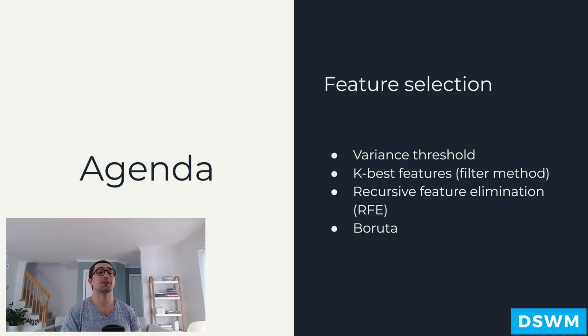So today we're going to talk about different feature selection methods. We'll take a look at the variance threshold method. We'll also take a look at a filter method to select the top k best features. Then we'll take a look at a wrapper method called recursive feature elimination. And finally, we'll talk about Boruta.